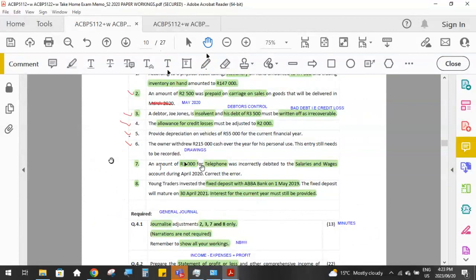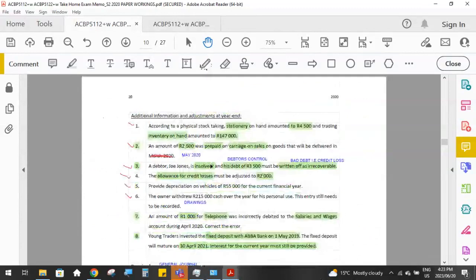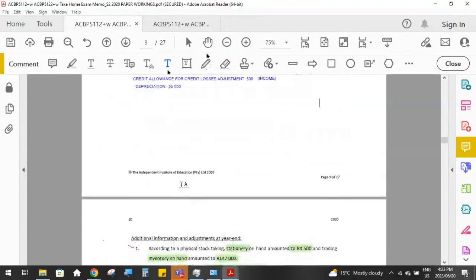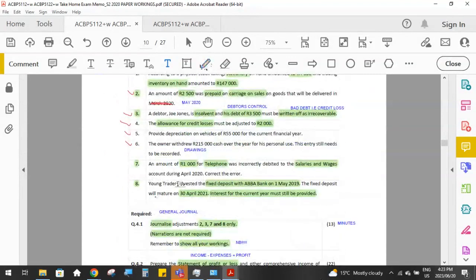And the next one is an amount of 1,000 for telephone. Okay, it was incorrectly debited to salaries and wages, so salaries and wages were too much and telephone was too little. So salaries and wages over here was too much by 1,000. So we're going to reduce that by 1,000. And telephone was too little. Remember, there must be a debit and a credit. Okay, so I've taken note of that.